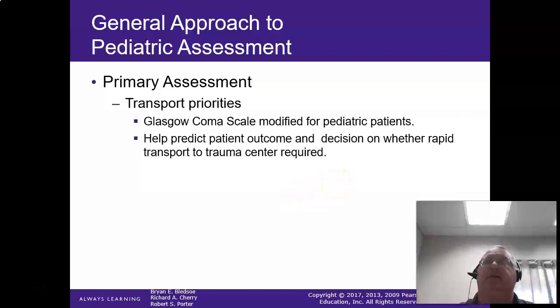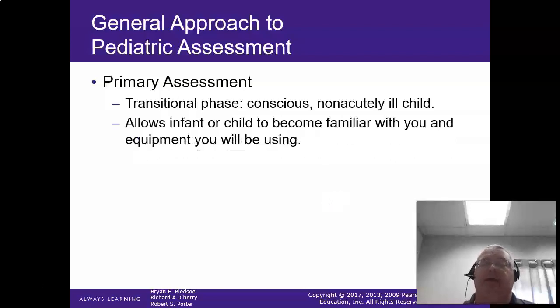Again, remember that the Glasgow Coma score is modified for our pediatric patients. Yes, I would break out the card on that one, okay? And it's simply, again, are there some equivalencies? Yes, there are. But as far as memorizing it, APHU is fine, okay?